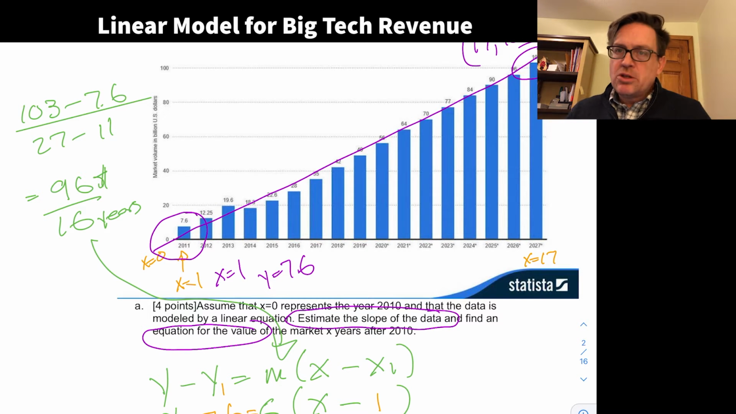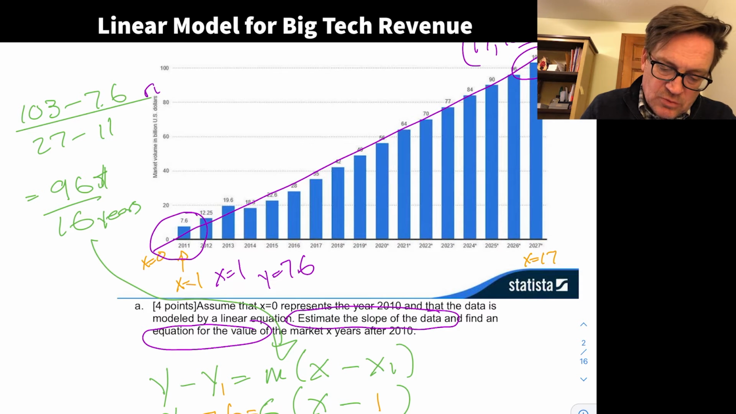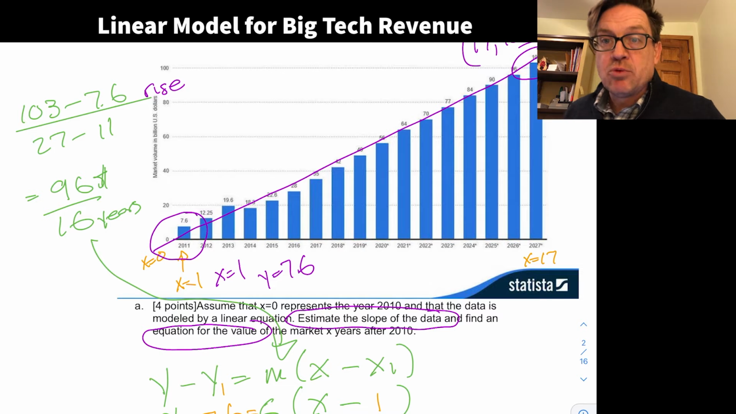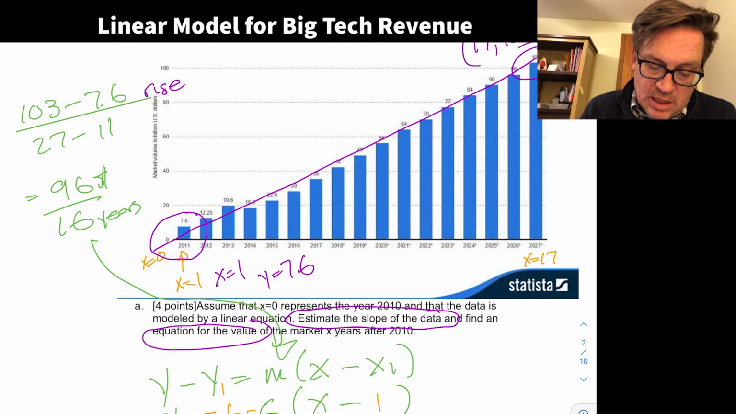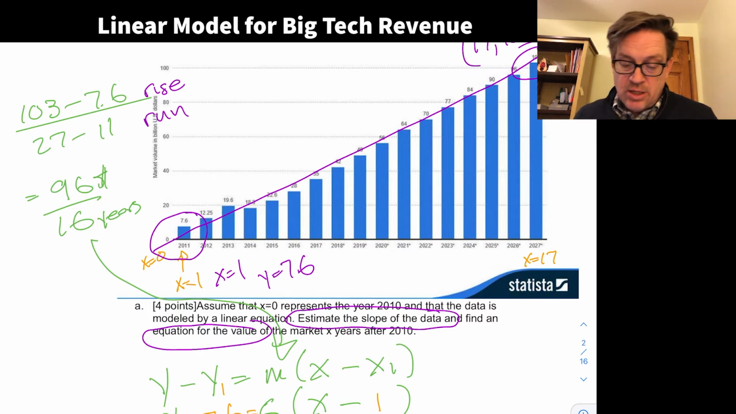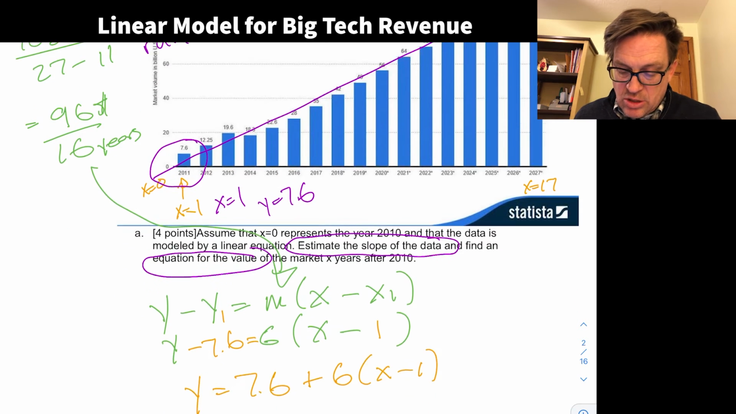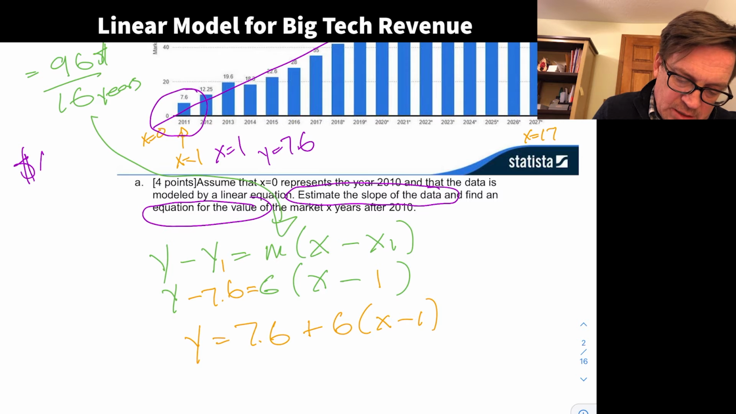If we pick those two points, we can find the rise over the run. The rise is 103 minus 7.6. How much did it go up? About $96 billion. And the run is 17 minus 1, so it took 16 years. It went up $96 billion, so that's $6 billion per year.